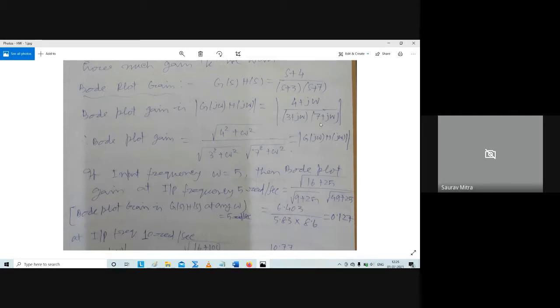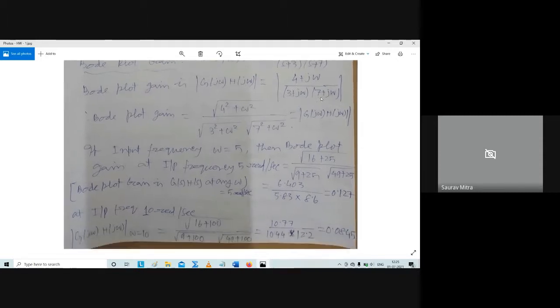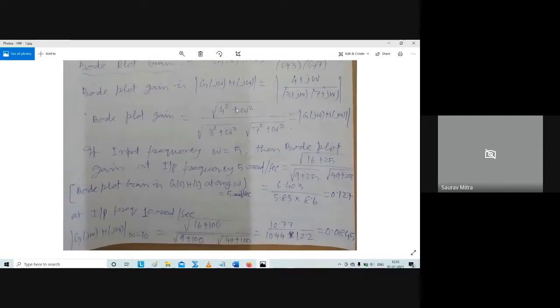We are giving different input frequencies, and we are checking what the overall gain G(s)H(s) is at different values of omega. I have calculated some of the omegas below, if you check. So the overall amplitude factor becomes root of (4 square plus omega square) divided by the root of (3 square plus omega square) times the root of (7 square plus omega square).